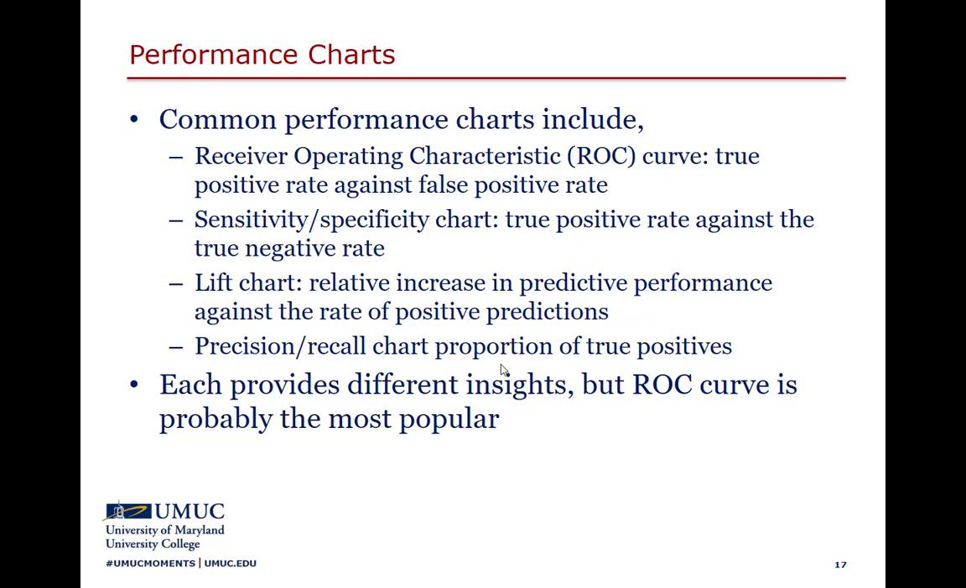The receiver operating characteristic is the most common one, so that will be the one that I'll be discussing in this lecture. But there are others that you need to look at: the sensitivity-specificity chart, lift chart, and precision-recall chart. Those are other charts that you can consider or leverage as part of model evaluation. But the ROC curve is the most common one, which combines true positive rate and false positive rate.